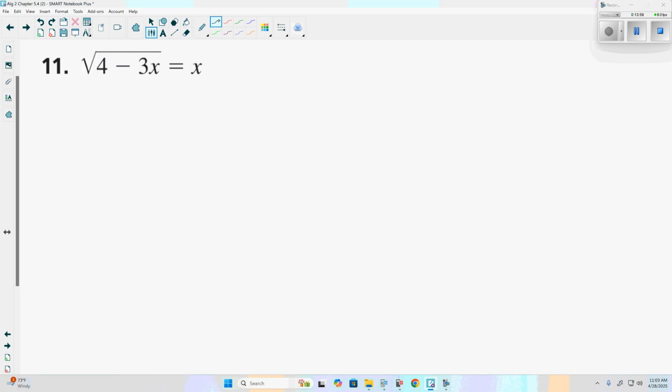Square root of 4 minus 3x equals x. We do have one radical. It is by itself, so we can go on and put both sides to the nth power. And the nth power in our case is going to be 2.